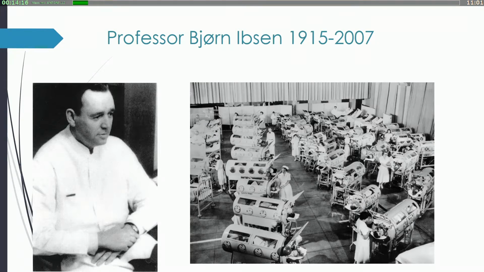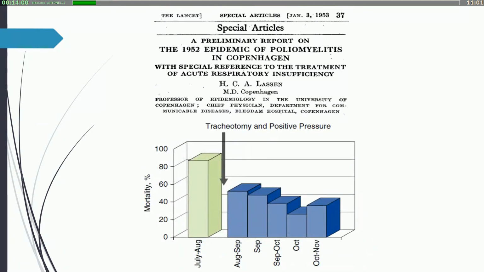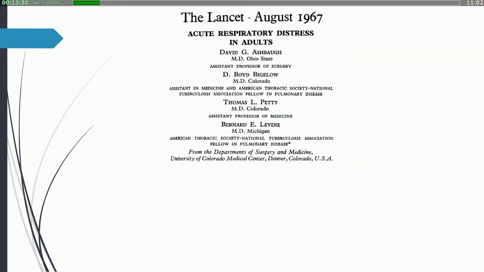During the pandemic of polio in Denmark, Björn, for the first time, applied through the tracheostomy a form of mechanical ventilation, that was the manual ventilation. But at that time, this caused a dramatic increase in survival of these patients immediately after the tracheostomy and the manual ventilatory assistance. Then came the Hochbach.